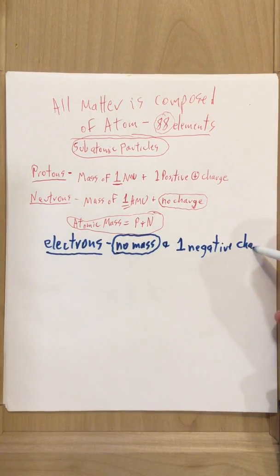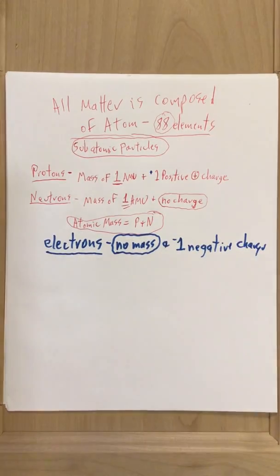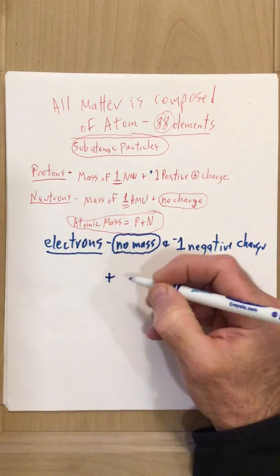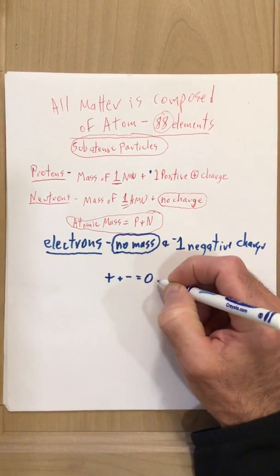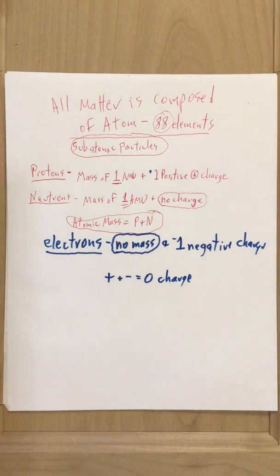And that's important. The important thing to remember is that the negative charge of an electron is exactly the same in magnitude as the positive charge of a proton. And what that means is if I have a plus and a minus, that's going to equal 0 charge. You're not going to be able to feel it. Okay, so they're going to basically cancel each other out.